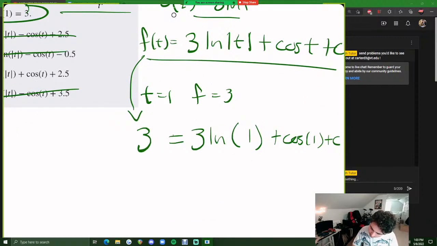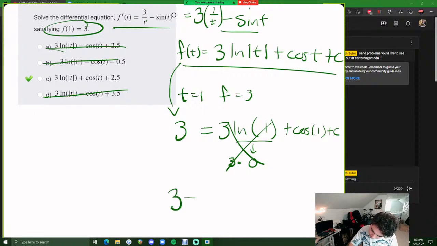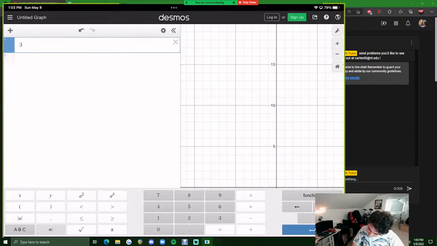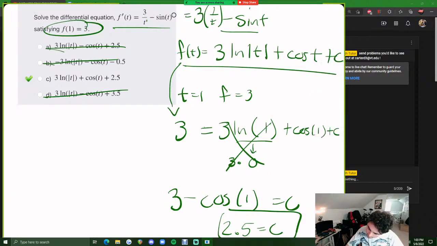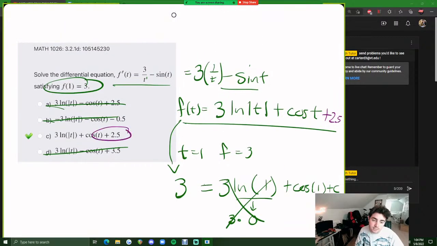So what do we know? We know ln of 1, we can type it into a calculator. Ln of 1 is 0, though, so that's convenient. 3 times 0 is just 0. So if we subtract cosine of 1, we have 3 minus cosine of 1 equals c. So 2.45, if we rounded, probably about 2.5. And so when we tack on that 2.5 back to the original function, that's where that's coming from there.